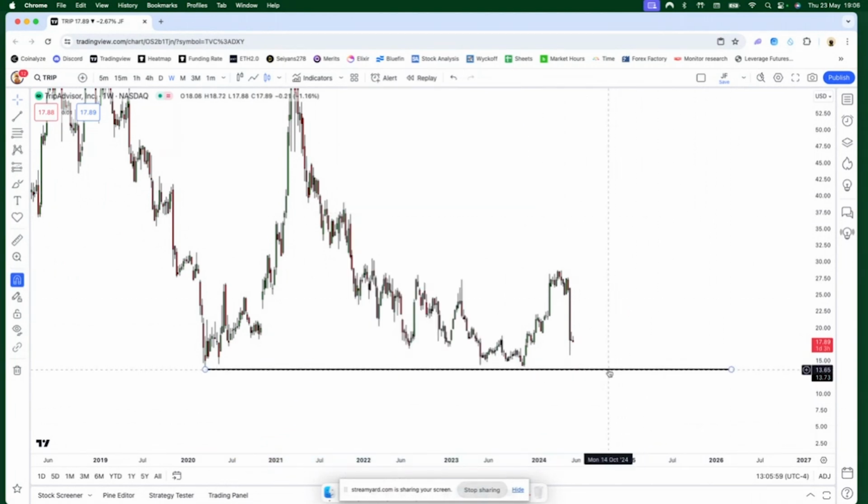So 13.73 is the level that we're going to base an entry off. And what we want to see is a move below 13.73 and then a 4-hour candlestick that closes back above 13.73. Then the stop loss for that position.